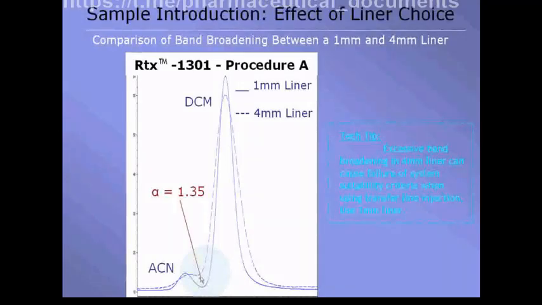So just as a tech tip, when dealing with a transfer line style injection, it's a very good idea to use a 1mm liner rather than the very common 4mm bore liner, internal diameter, used for conventional GC splitless analysis.